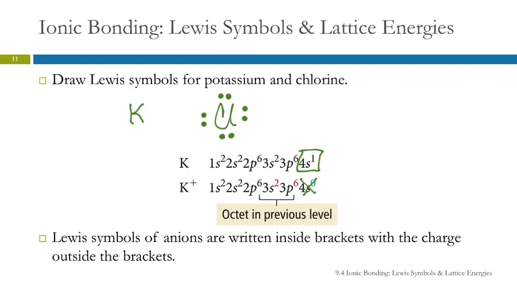Now we've got charges though, right? The potassium lost an electron, so it's got a positive 1 charge. The chlorine gained an electron, so it's got a negative 1 charge. You can kind of imagine how that negative sign could get lost in the dots, so what we usually do is we put brackets around the Lewis structure and put the charge on the outside so they don't get mixed up. Any questions?